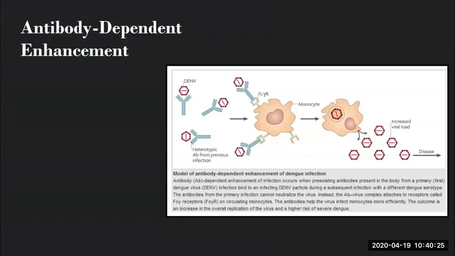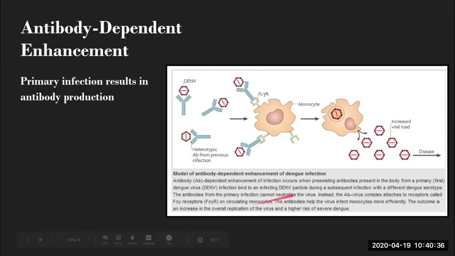All right, so getting to antibody-dependent enhancement. What we see here then is a model of dengue infection. And so to begin this picture, we're going to move from left to right. And at some point, this person, whoever this was, was infected with a dengue virus. And that is what we will call the primary infection.